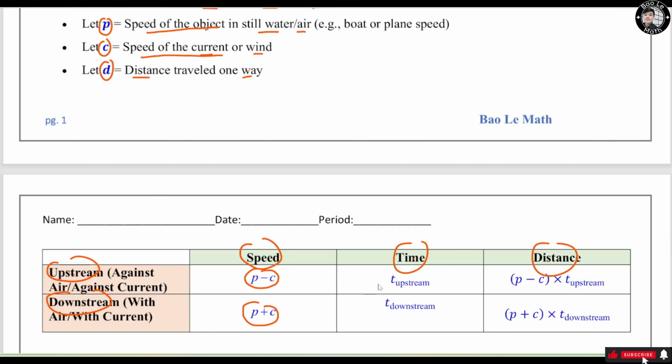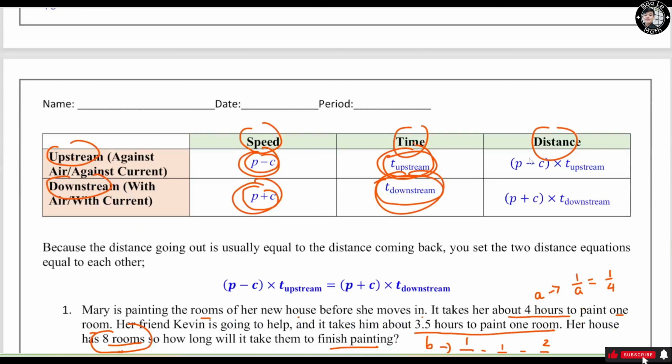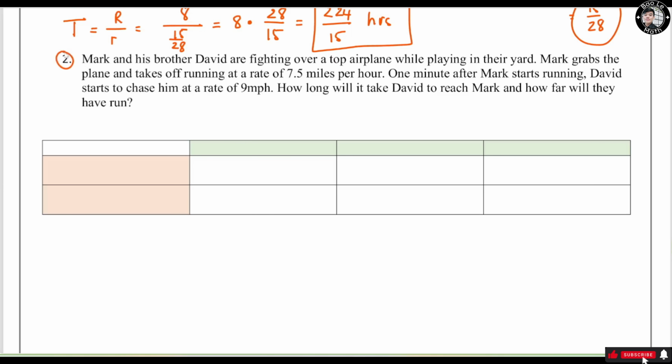Now we have the time to move upstream is T upstream. The time to move downstream is T downstream, right? Now the distance equals speed multiplied by time, which is this guy times this guy, this guy times this guy, right? Then finally, you just set this guy equal this guy, right? Because they have the same distance, right? Now let's move on to example number 2.